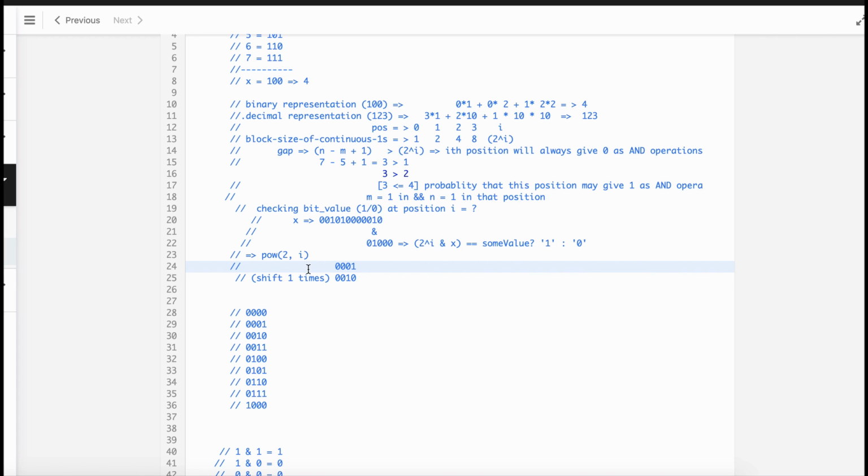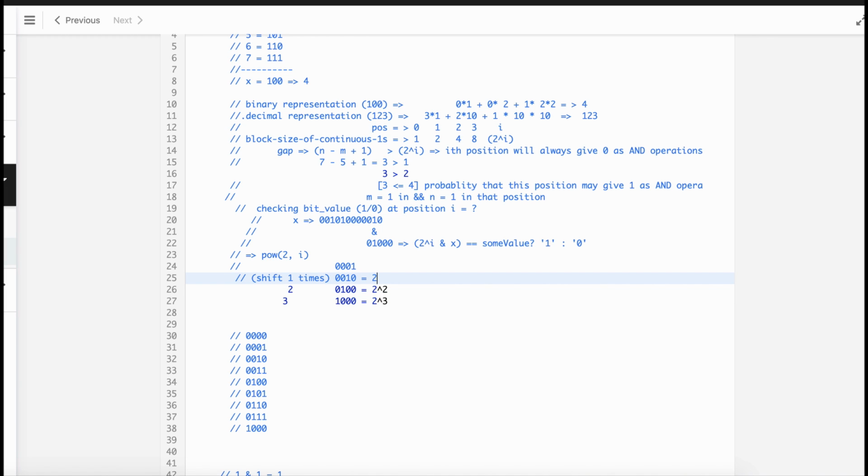This is 1, and if I shift 1 times, it will give us this value. If I shift 2 times, this will give us 0, 1, 0, 0, because 1 is shifted 2 times to the left side. And if I shift 3 times, this will give us 1000, which is basically 2 to the power 3, and this is also 2 to the power 2, this is 2 to the power 1, and this is 2 to the power 0.